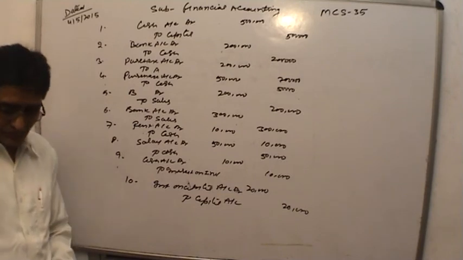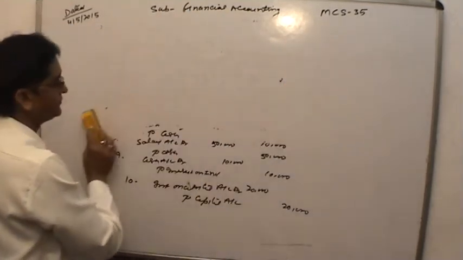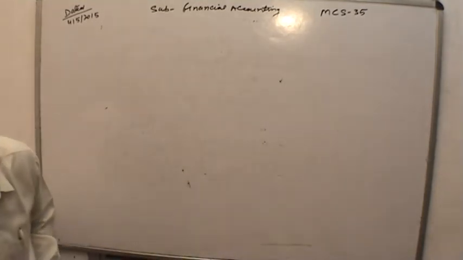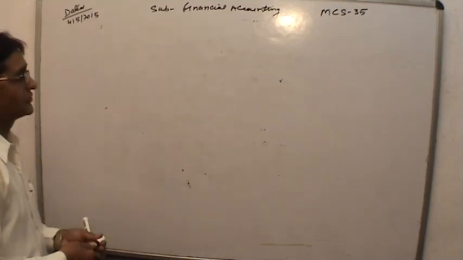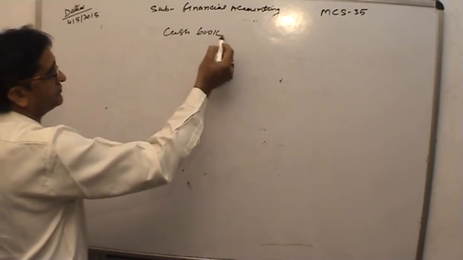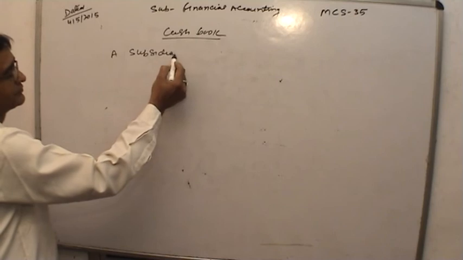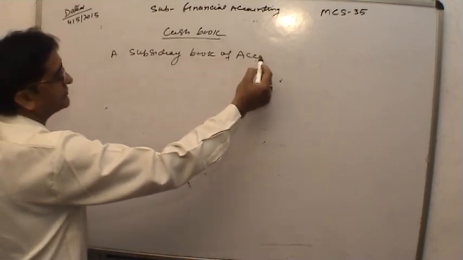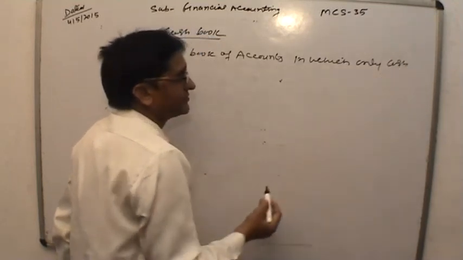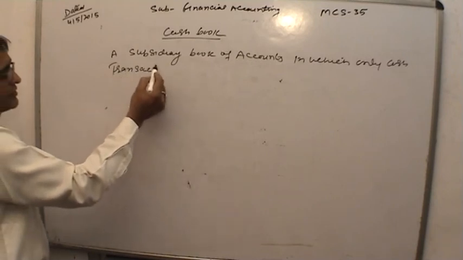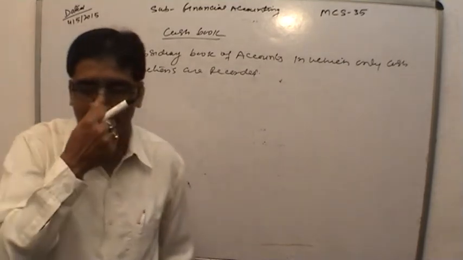And now subsidiary books of accounting. Cash book, a subsidiary book of accounts in which only cash transactions are recorded. No credit transactions are recorded in this book.